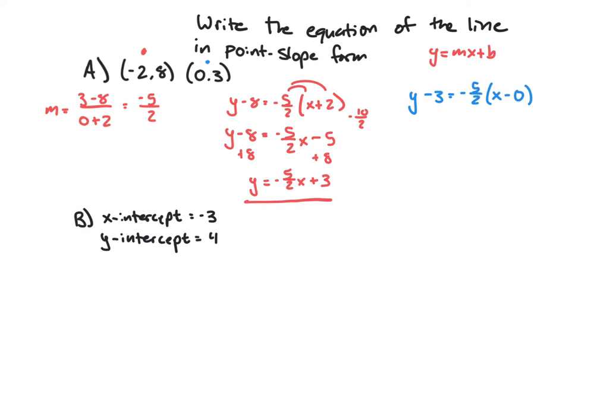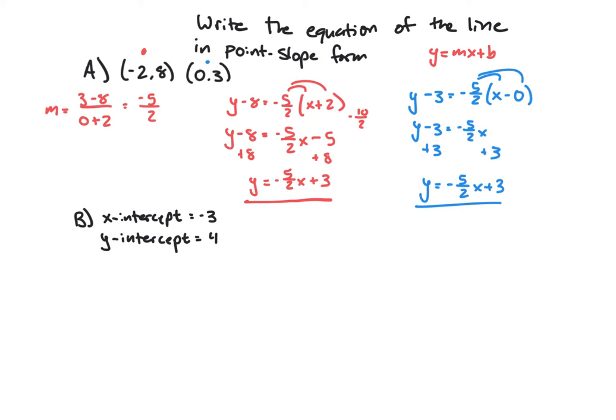All right, let's see if the other one does the same thing. Here we go. I'm going to distribute. y minus 3 is equal to negative 5 over 2 x minus 0, but we don't really need to write minus 0. I'm going to add 3 to both sides. y is equal to negative 5 over 2 x plus 3, same as the other one. So, as you can see, it doesn't matter which point you use, the answer will be correct as long as you put them in the equation correctly.